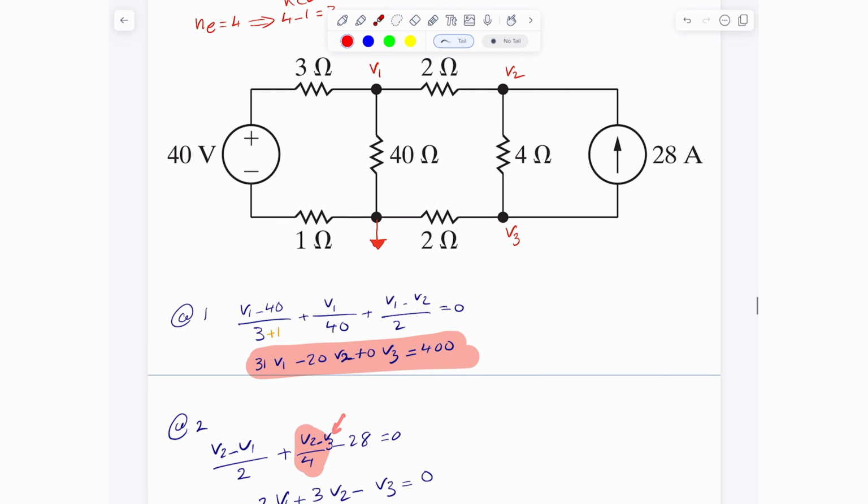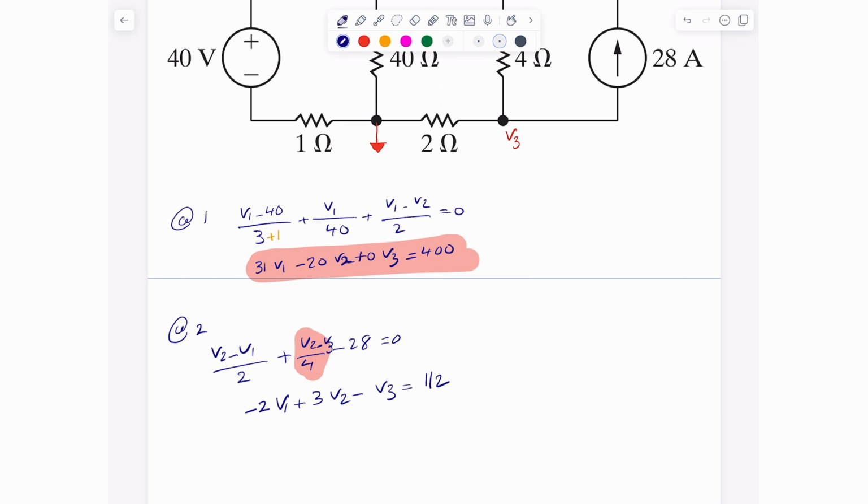So let me just double check. We have V2 minus V1 divided by 2. That's good. Well, V2 minus V3 divided by 4, that's also good, and we have the negative 28. So if we clean these here, I believe this also shouldn't equal 0. This should be equal to 112 once it's cleaned. Okay, so we do that in here. So that's the second equation that we have.